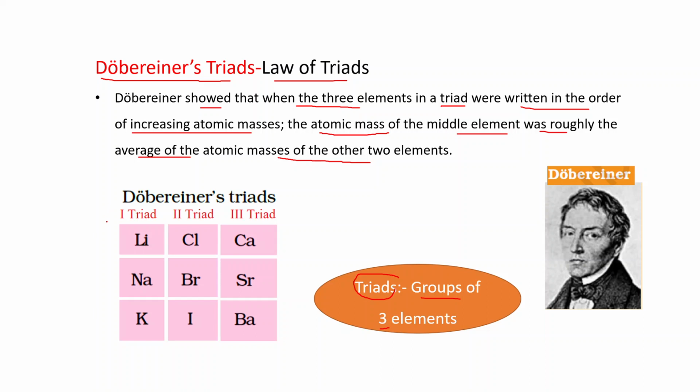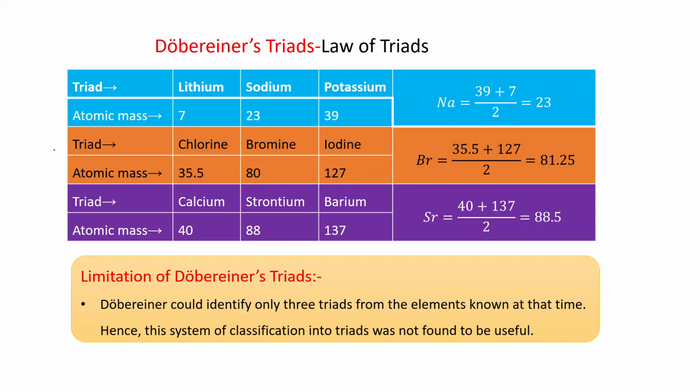And Döbereiner's triads are like this. First triad is lithium, sodium, potassium. Second triad is chlorine, bromine, iodine. Third triad is calcium, strontium, and barium. Now, if we compare the atomic masses, atomic mass of lithium is 7, sodium is 23, potassium is 39. If we take the average of 7 and 39, that is (39 + 7) divided by 2, this will come 23, which is the atomic mass of sodium.